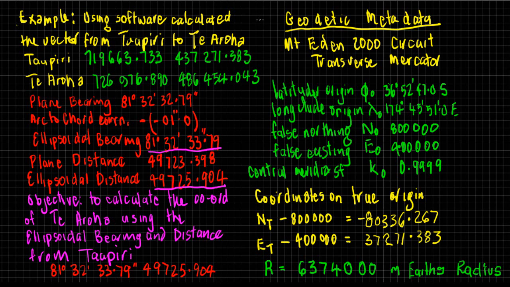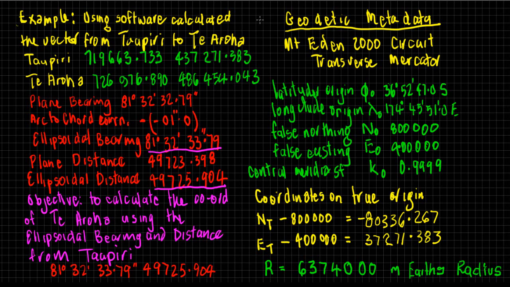However, if we're determining a new line, that's a bit of a different story. Just in calculating between these two, I determined that there was a plane bearing of 81°32'32.79", and the arc to chord correction was minus 0.01 seconds. So this meant that the ellipsoidal bearing would be 81°32'33.79". We had to subtract it, but because we were subtracting a negative, it became positive.